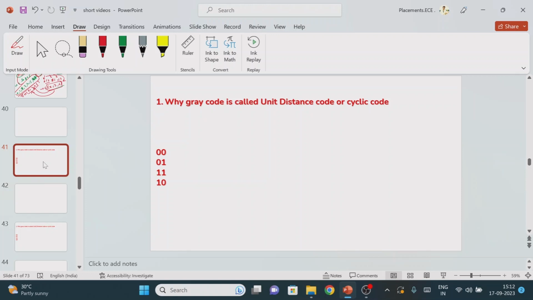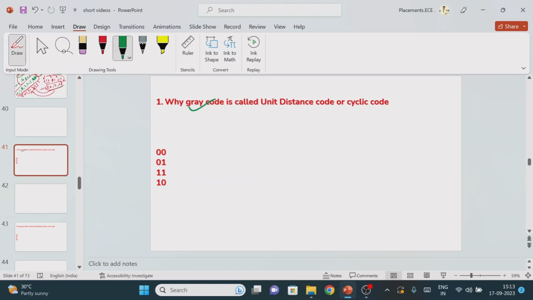The moment you send information from the source, the destination does not know anything about the source. Even so, it needs to identify whether the received information is correct or not. To find this out, one of the error detection mechanisms is the Gray code mechanism. By using this Gray code, we can find out whether the received information is correct or not.